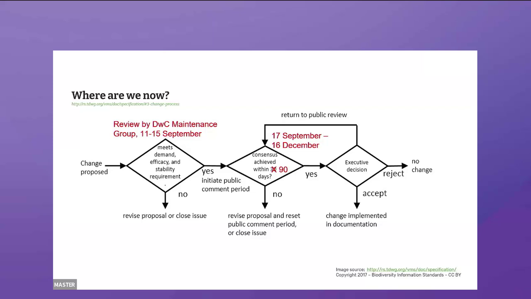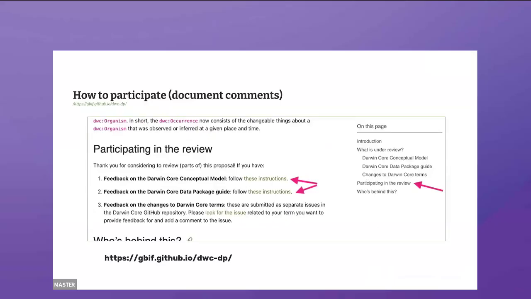The public review is ongoing until at least December 16th. This period of review is 90 days rather than the normal 30 days due to the complexity of the proposal. If you want to participate in the review of the two documents, you can follow the links in the Participating in the Review section of the landing page. This will lead you to the appropriate place in the GitHub issue tracker for the Darwin Core repository. From there, you can create or comment on issues related to the documents.